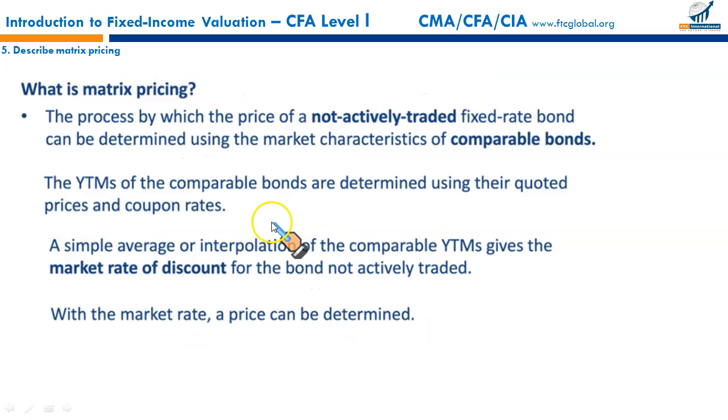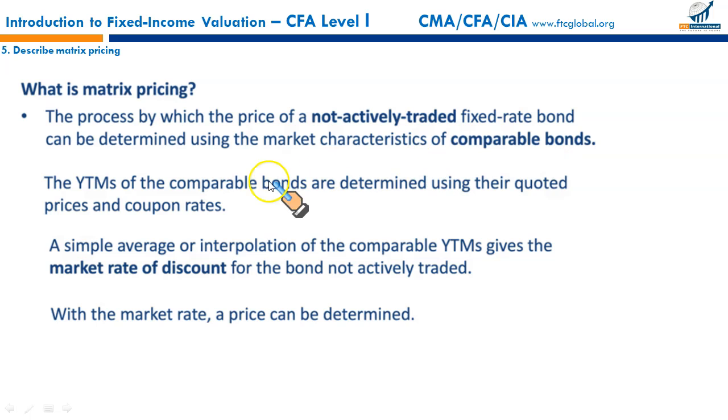Your next LOS is define matrix pricing. What is matrix pricing? When we have to value a bond that is not actively traded, or maybe it is not traded at all. The process by which the price of a not actively traded fixed rate bond can be determined using the market characteristics of a comparable bond.